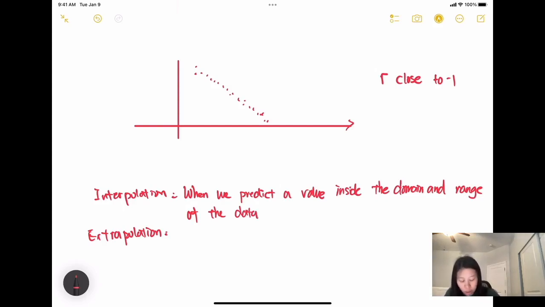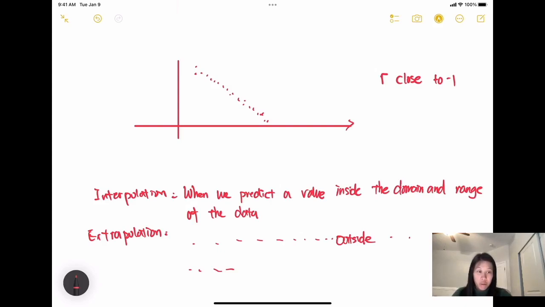Extrapolation is when we predict a value outside of the domain of the data. So for example, in our earliest example, the temperature as a function of chirps, the model that we did earlier.